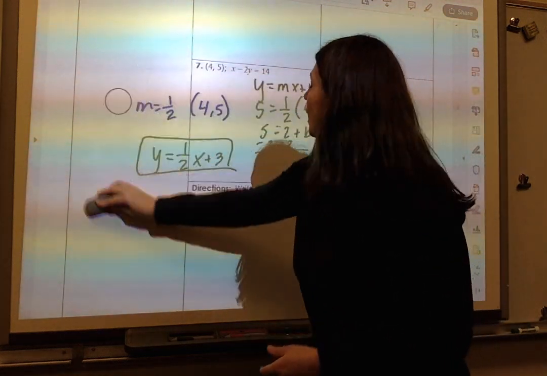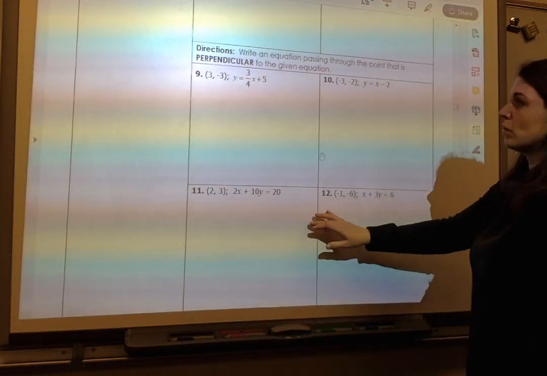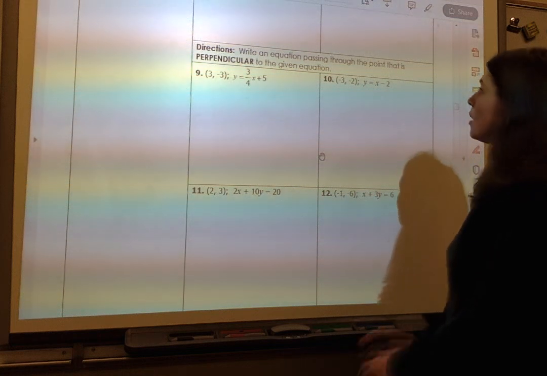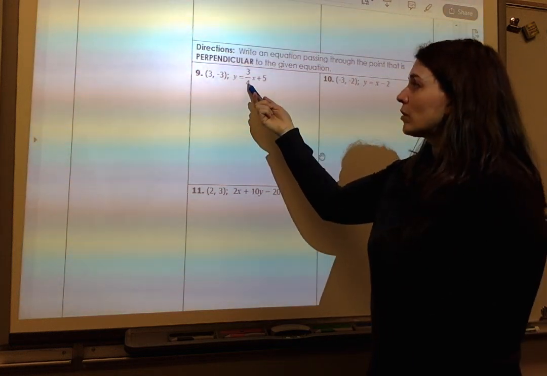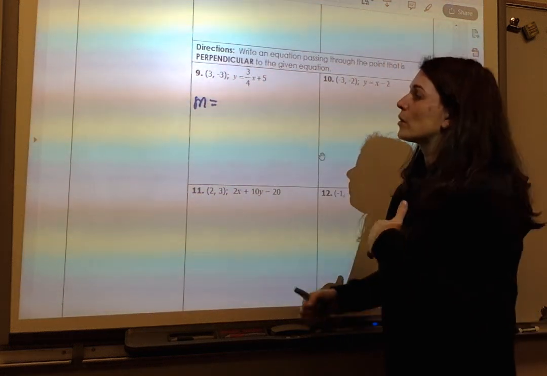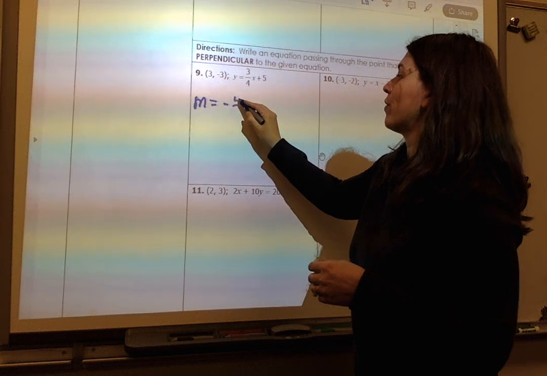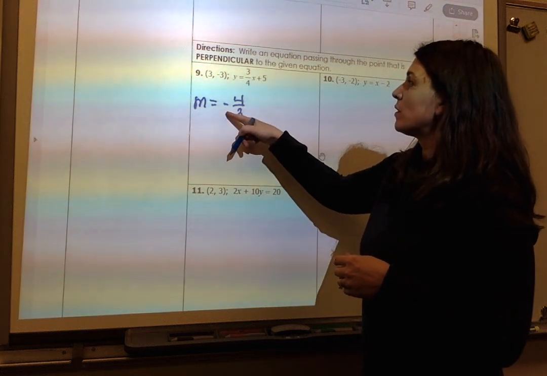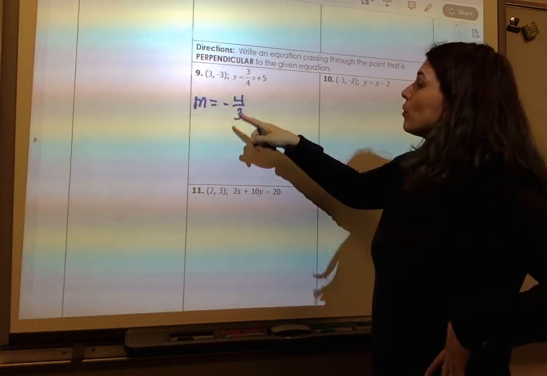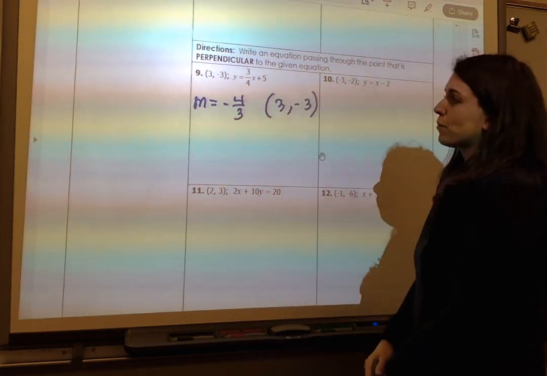All right. Let's do one more on perpendicular, just to have some more examples in your notebook. So it's perpendicular to this one. So my new line has to be perpendicular to 3/4. So the perpendicular slope then would be -4/3. This one's positive, this one has to be negative, and they're reciprocals. So -4/3, and it passes through the point (3, -3).